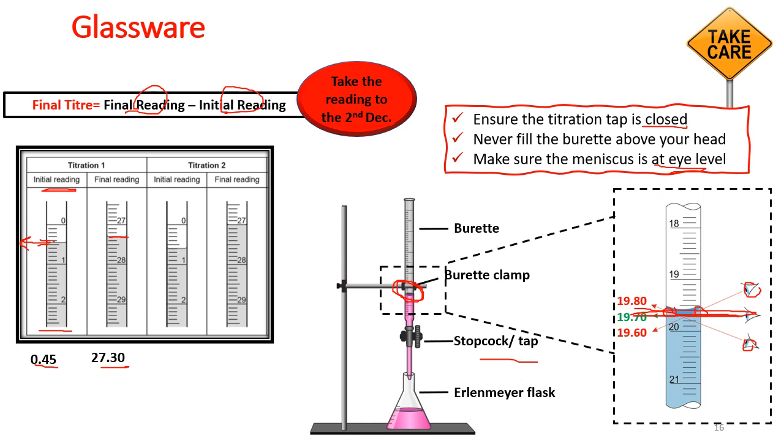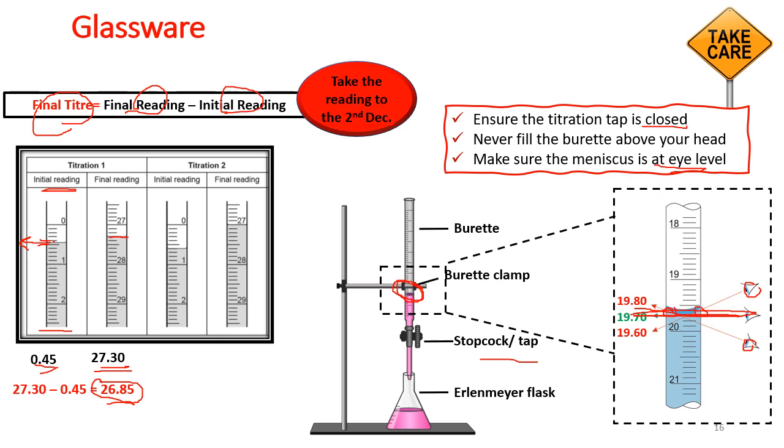Then, how can I know the final titer? I will subtract the final reading minus the initial reading. So it is going to be 27.30 minus 0.45, giving 26.85. So this would be your final titer. Please, in the exam, you will have to record the three of them to the second decimal, and please don't change anything in the burette that will be provided for you in the lab.